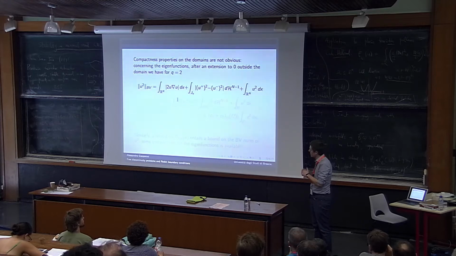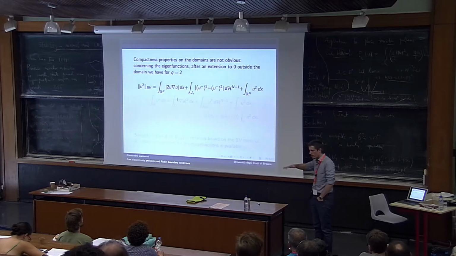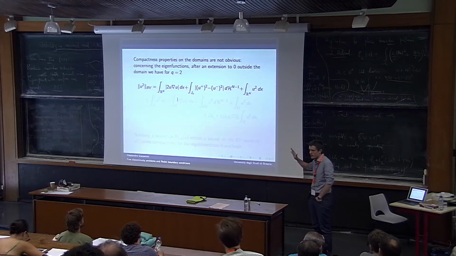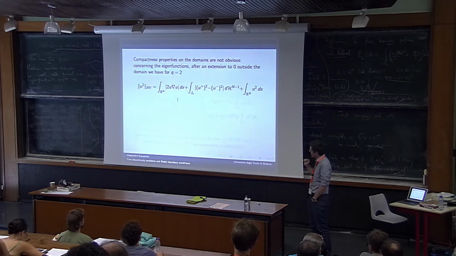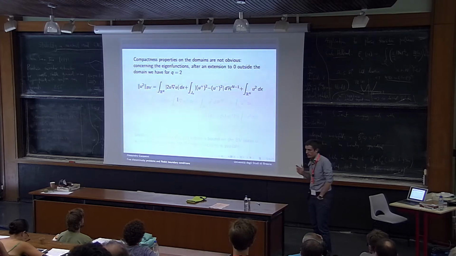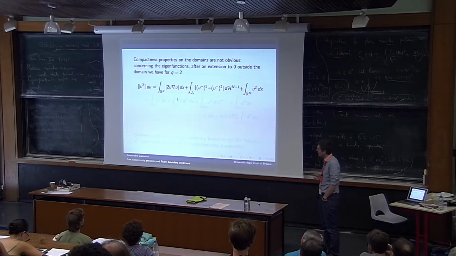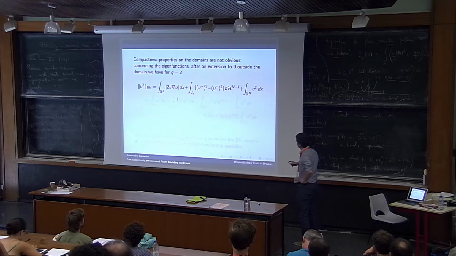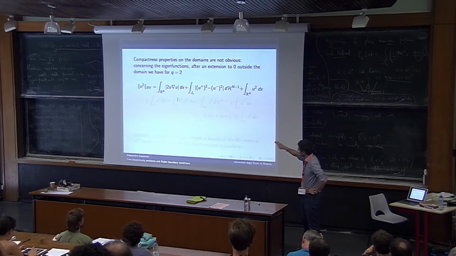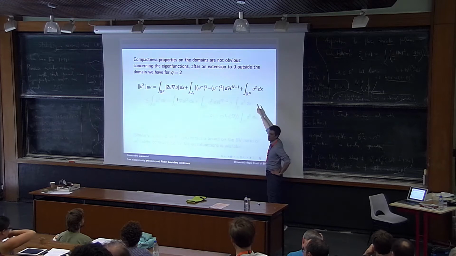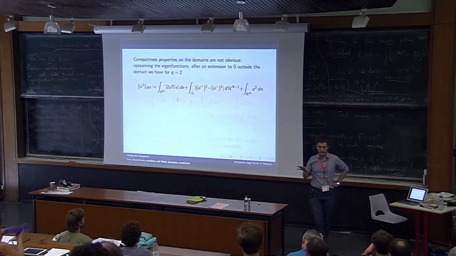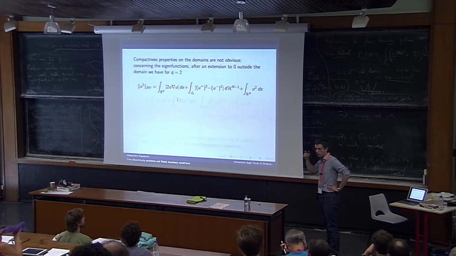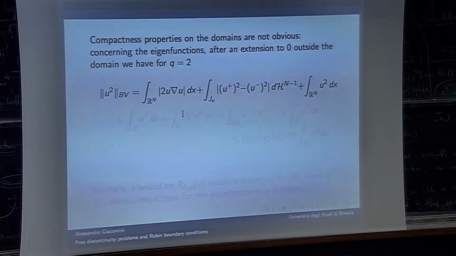What turns out is that it's quite easy to bound the BV norm of u square, this new function on the entire R^n. And the computation is very, very easy, because if we want to compute the BV norm of u square, then we have the L1 norm of this function, but the function is 0 outside the domain. So we have the L1 norm of the function u square on R^n, and then we have to bound the gradient.